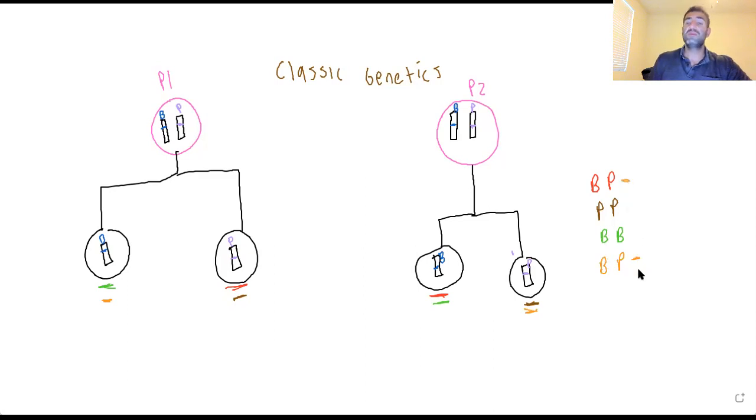these 2 are the most common, meaning that if this person has X number of kids, let's say 20 kids, we'd expect actually that 50% would inherit the 1B and 1P allele combination. 25% chance would inherit 2 purple eye alleles, and 25% chance will inherit 2 blue eye alleles.